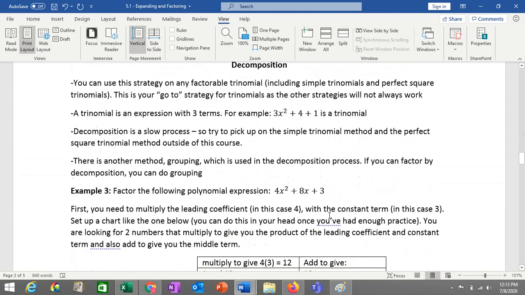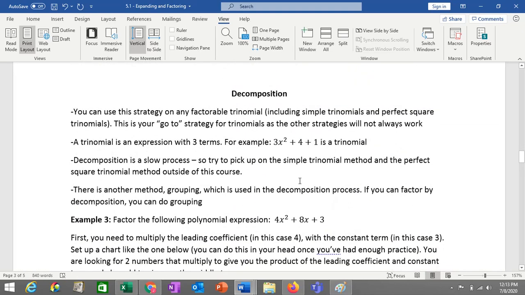Okay, the hard one, decomposition. So this is the strategy that you can use when you have any factorable trinomial. So if you have a trinomial and you're able to factor it, you can use decomposition. So it works, as we said, for simple trinomials, for perfect square trinomials, or for complex trinomials, and that's why we're teaching this strategy. This is the go-to strategy. If you have a trinomial that's factorable, you can always do this.